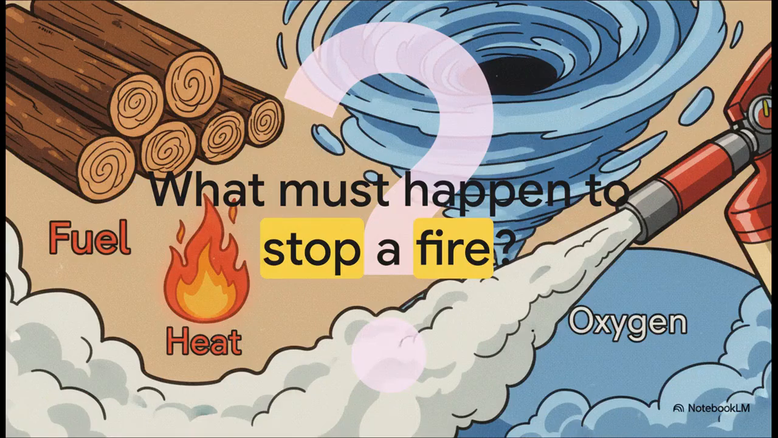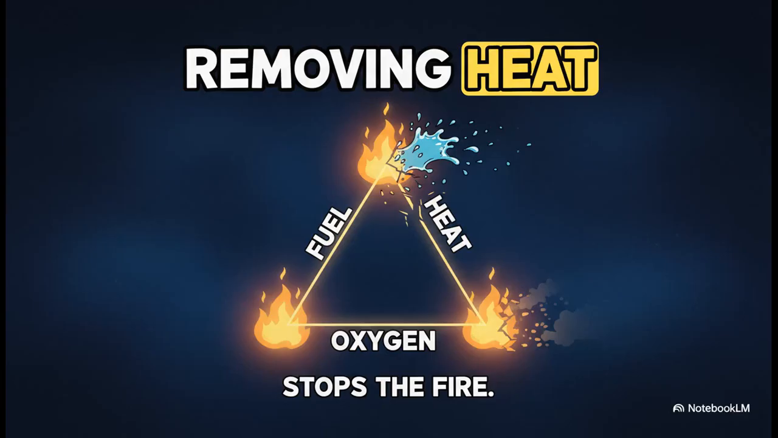Okay, so we know how to make a fire, but what about the opposite? How do you stop a fire? What do you have to do to just one of those elements in the fire triangle to make a fire go out? It's actually pretty simple. To stop a fire, you just have to take away any one of those three things. You can get rid of the fuel, cool down the heat like with water, or cut off its oxygen. Break any side of that triangle and poof, the fire's gone.